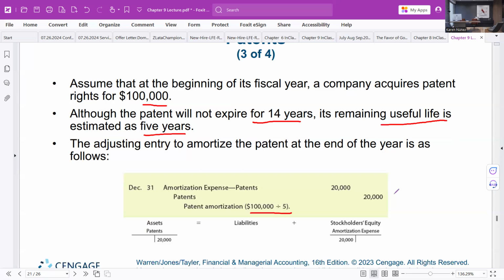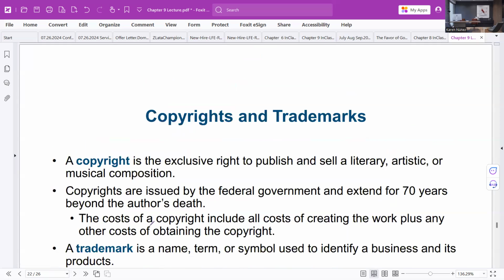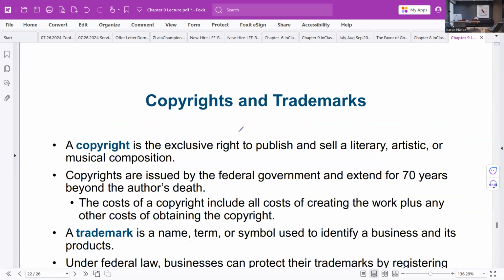So it would be patent amortization, for example. We wouldn't be crediting an accumulated amortization account. And other examples of intangible assets, typical examples would be copyrights and trademarks. So, a copyright gives you, again, an exclusive right. In this case, it's an exclusive right to publish and sell literary, artistic, or musical compositions.